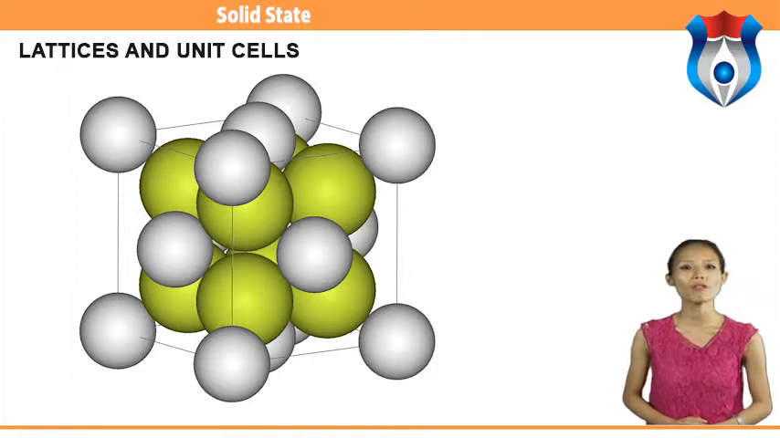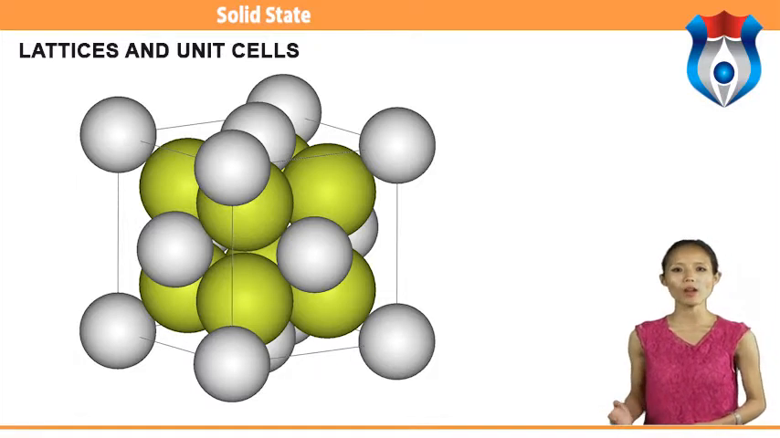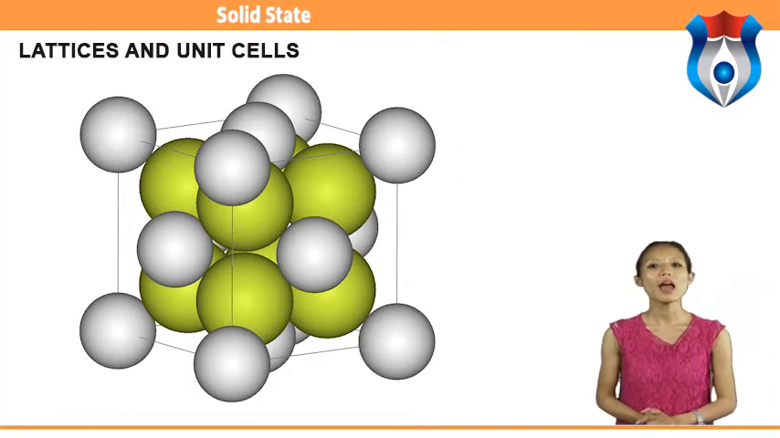Each crystal is derived from a basic building block that continuously repeats in all directions in a perfectly regular way. This building block is known as a unit cell.